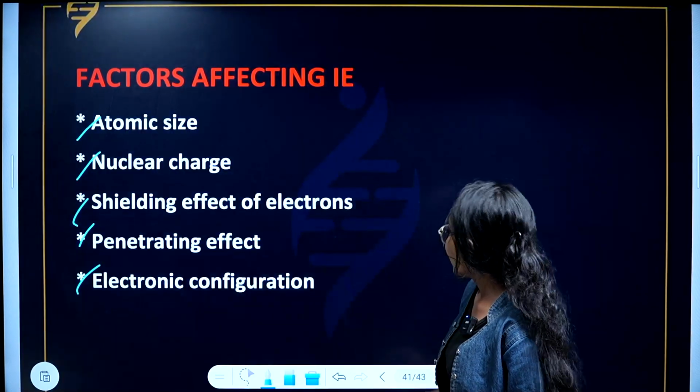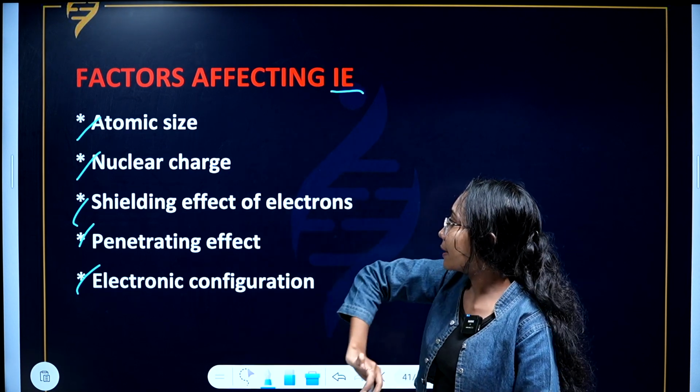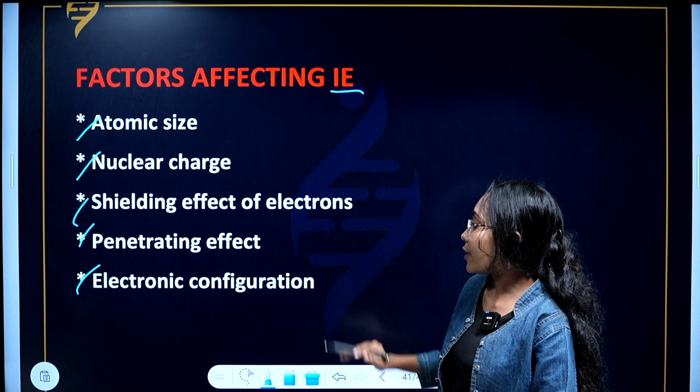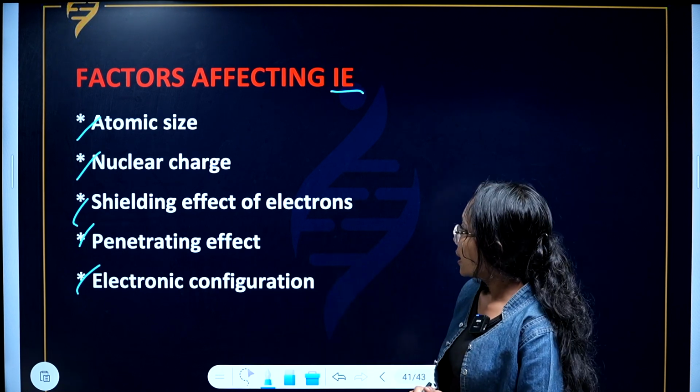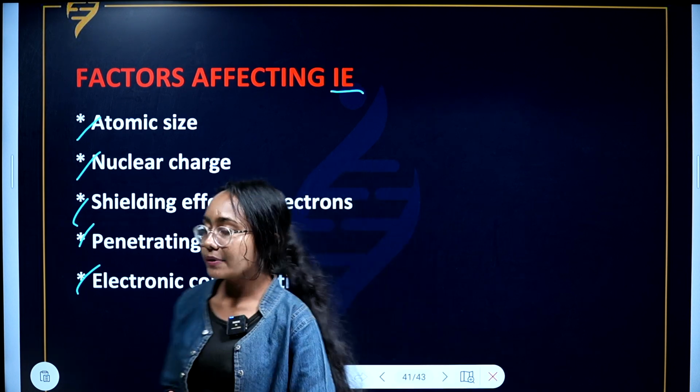Kilojoules per mole atom. Factors affecting ionization enthalpy: atomic size, nuclear charge, shielding effect, penetrating effect, electronic configuration. Atomic size. How atomic size and ionization enthalpy is related?